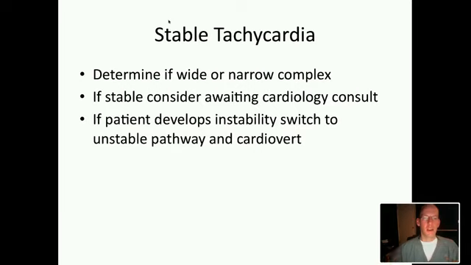One other thing to note about treatment: once you've decided if they're stable or unstable, you then need to decide whether or not it's a wide or narrow complex. So no matter what, if they're unstable, wide or narrow, you're going to cardiovert. Unstable is always immediate cardioversion. But if they're stable, then you need to decide, is it narrow or wide, because that's going to change how you proceed down your treatment algorithm.